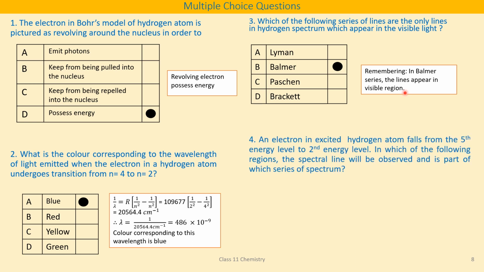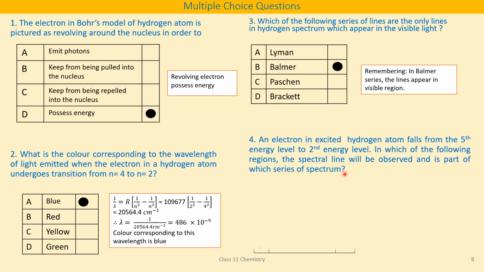Next question. An electron in an excited hydrogen atom falls from the 5th energy level to the 2nd energy level. In which of the following regions will the spectral lines be observed, and which series of the spectrum is it part of? Please read the question again. We have to identify the region of the spectral line and the series.